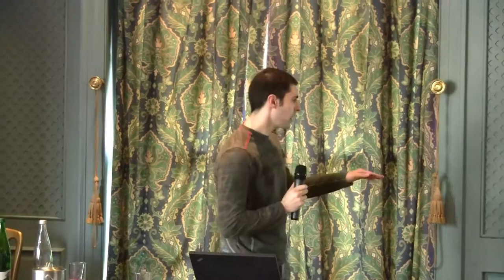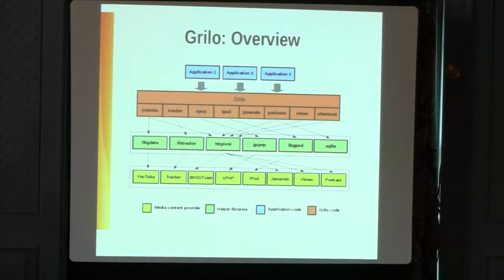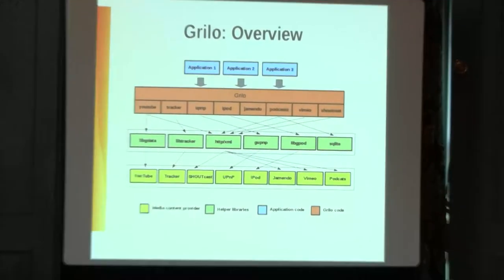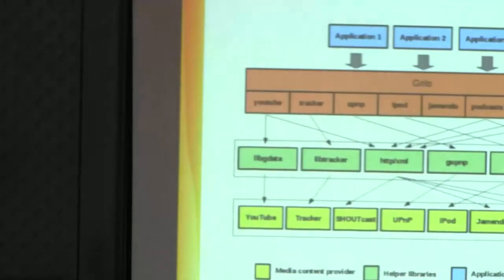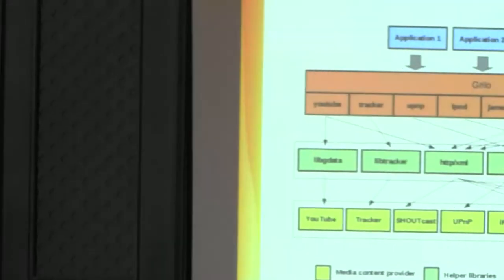So this picture here tries to illustrate a bit what I'm talking about. The yellow boxes on the bottom represent different services that expose multimedia content like YouTube or Shoutcast or UPnP servers or whatever. And on top of that, the green boxes represent different technologies and protocols that we have to learn and use for an application to consume content from these services. So for example, for YouTube, we may use libgdata. For local content, if we use Tracker, we can use libtracker, the APIs that Tracker exposes for that. For UPnP, we can use UPnP and so forth.